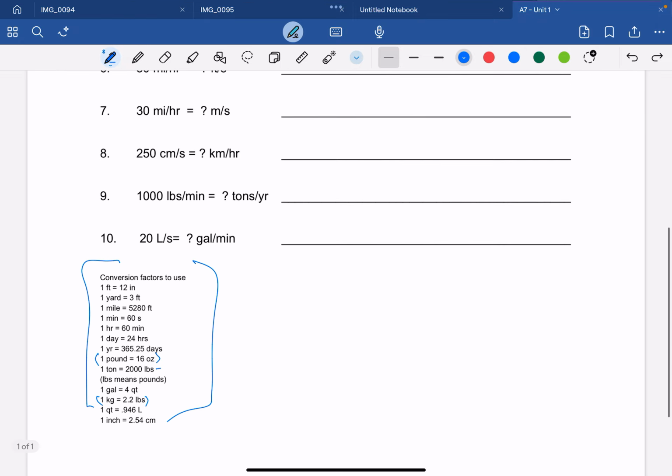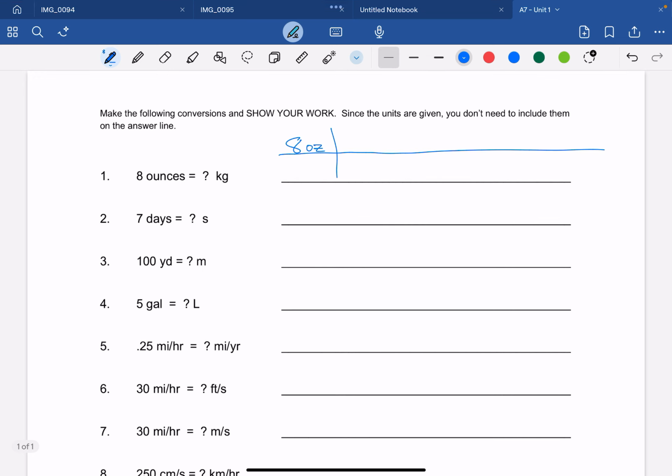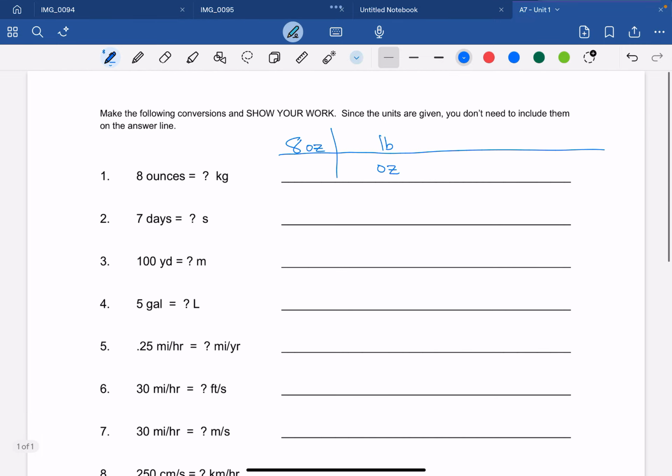So with 8 ounces to kilograms, we can go to pounds first because we know that there are 16 ounces in 1 pound. And then we have a pounds to kilograms factor down here. So our first step is going to be to use this one here, and then our second step will be to use this one at the bottom. So 1 pound is equal to 16 ounces is what we're going to use first. Since we have ounces on the top, we need to move ounces to the bottom, and we are going to move it to pounds because that factor down there is ounces and pounds.